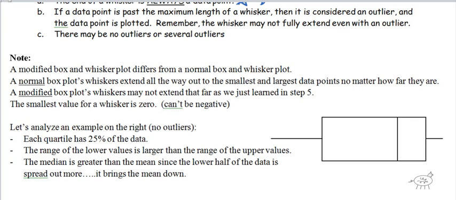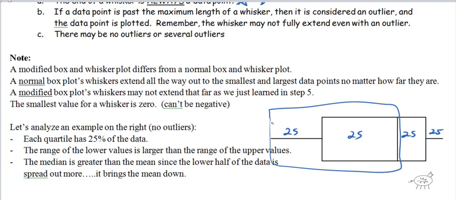All right, let's analyze an example on the right. There are no numbers, but one thing is for sure, there are no outliers for this one. Each quartile has 25% of the data, so 25, 25, 25, and 25, because there are no outliers. The range of the lower values is larger than the range of the upper values. Here, these are the lower values. Do you guys agree that the range is a lot bigger? Look at the size of this rectangle versus this rectangle right here.